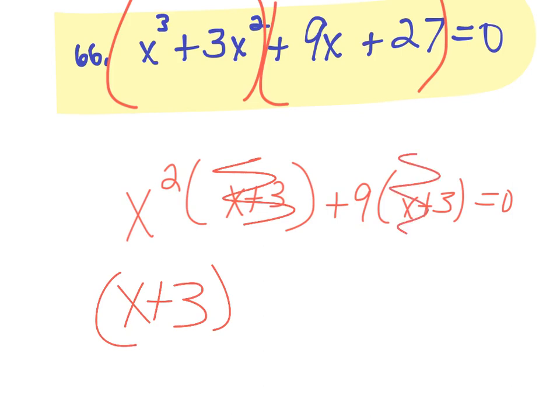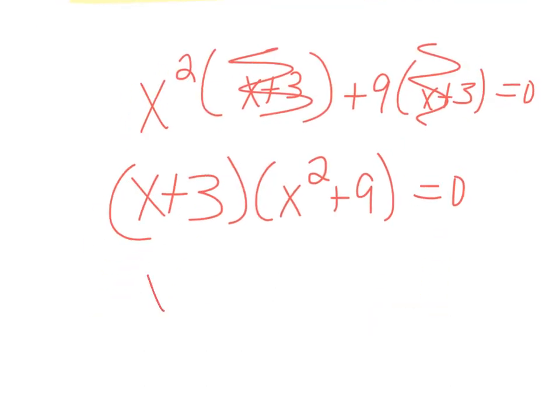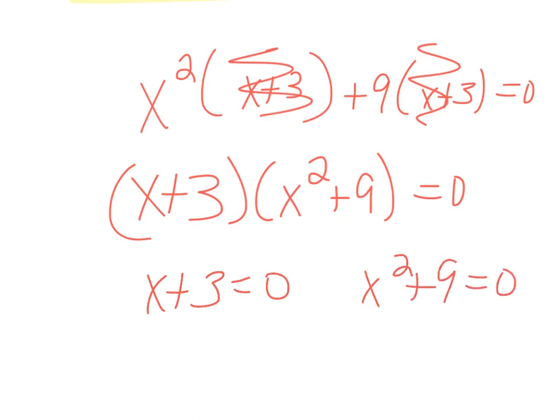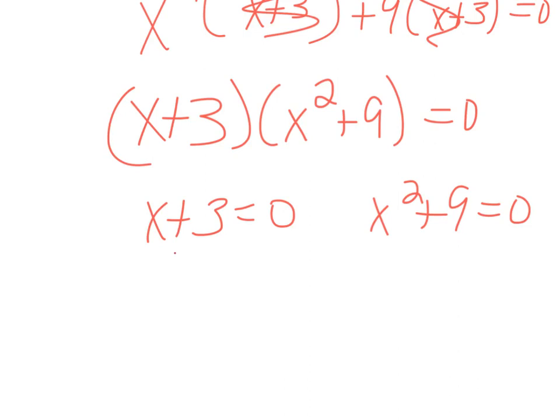What happens with the leftovers? Negative x squared plus 9 get their own parentheses. Good, Evan. So now I have x plus 3 equals 0 and x squared plus 9 equals 0. So solve them. Subtract 3. So x equals negative 3.